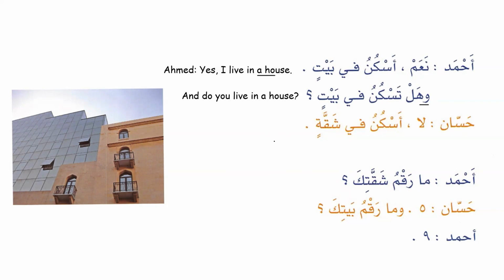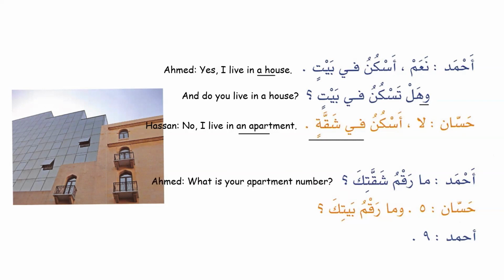Hassan says la, askunu fi shaqqatin. He says no, I live in an apartment. Again, fi shaqqatin, an apartment. But if he says fi ash-shaqqati, that means the apartment. Ahmed says, ma raqmu shaqqatika? Now he says, what is your apartment number? And Hassan says, khamsa, 5. And what is your house number? Ahmed says, tis'a, that means 9.